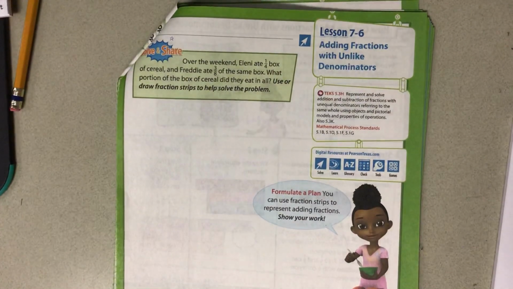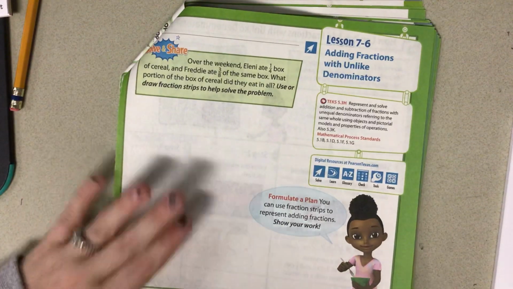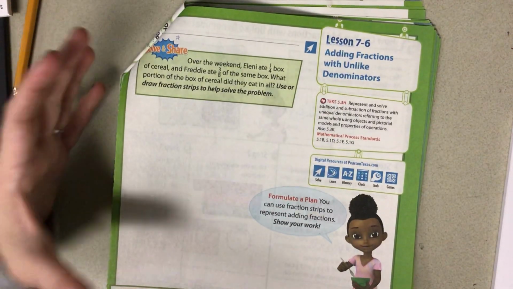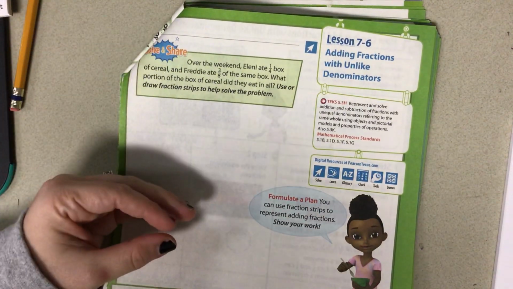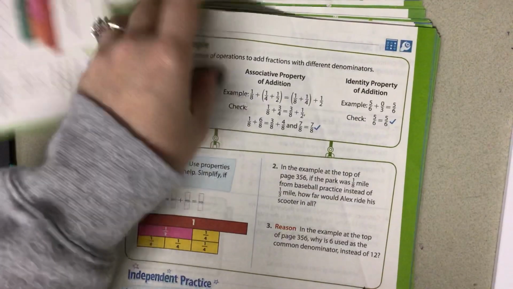Lesson 7-6, adding fractions with unlike denominators. So this lesson is going to be really similar to lesson 7-5, where we're going to change the fractions to have like denominators or common denominators, and then we're going to add them. So we're going to start back here on page 356.